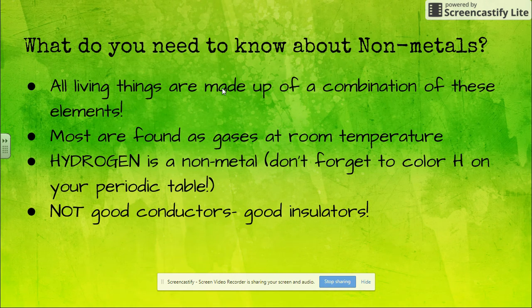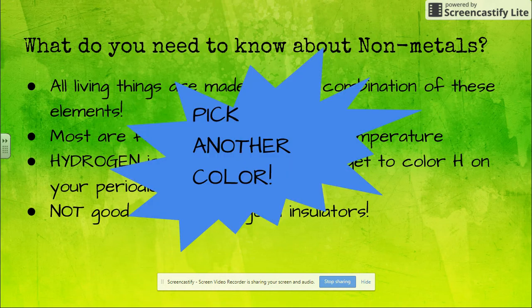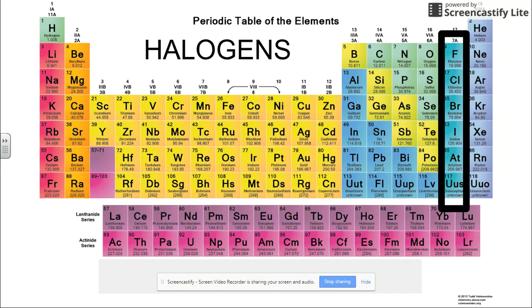Here's what you need to know about your nonmetals. Living things are a combination of all of these elements. So these guys are pretty special too. They are found as gases at room temperature. And don't forget hydrogen. Go color in hydrogen. He's a nonmetal. So make sure you go back into group 1 to color hydrogen in. And these guys are not good conductors. They are really good insulators. So take your notes, pause, and pick another color.